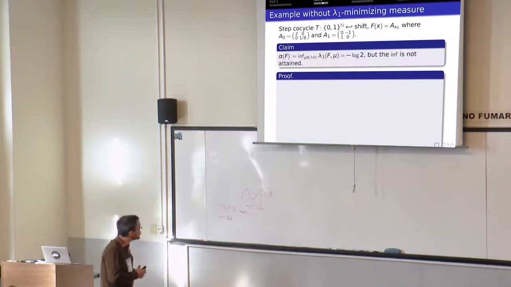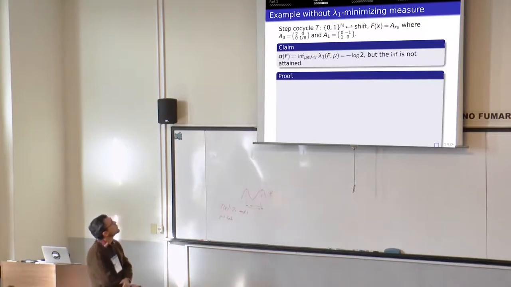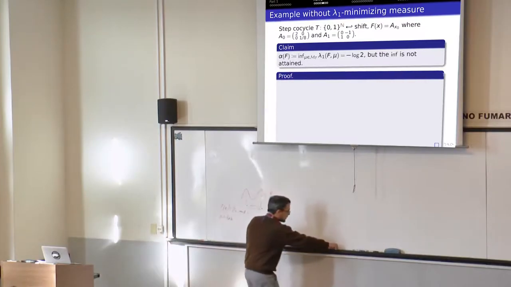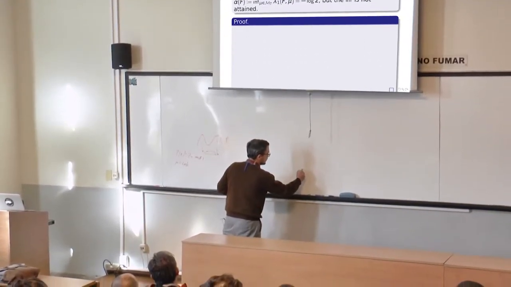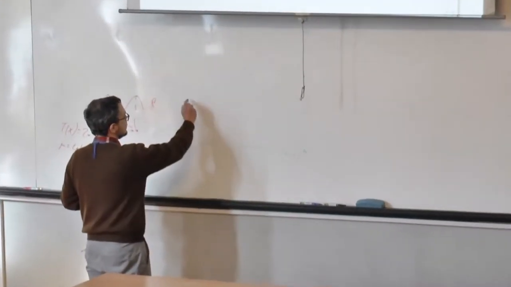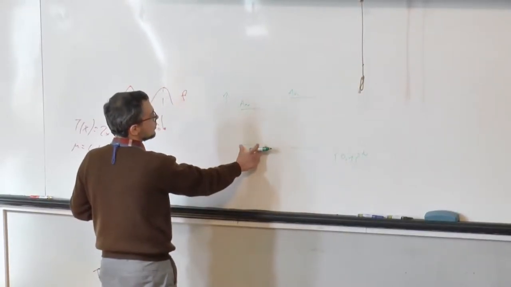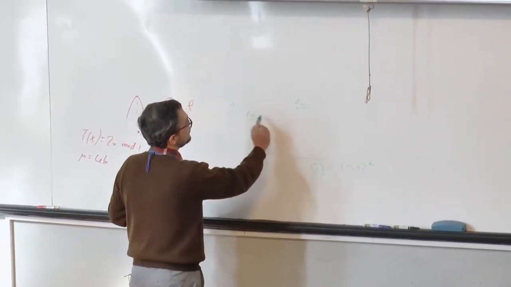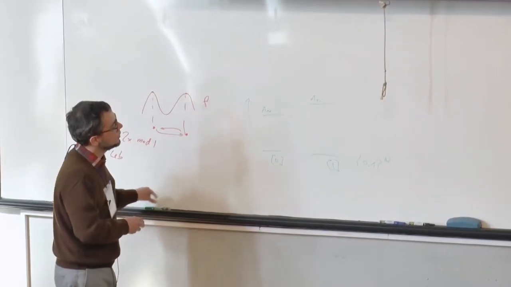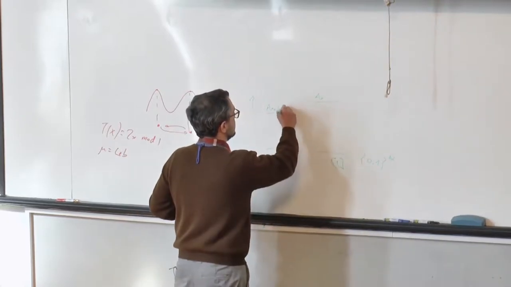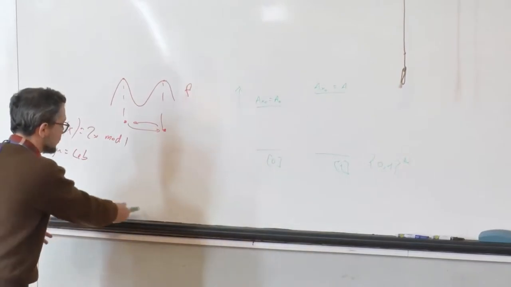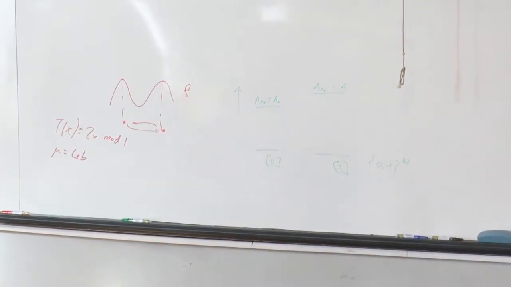This example is interesting because it shows some pathologies that may appear. In my example, the dynamics is the two-shift, the one-sided shift on symbols 0 and 1. Here you have your Cantor set where the shift acts, and my function A is locally constant. It has some value on this cylinder and another value on this cylinder. These values are matrices, but I'm drawing them like that. So your matrix function only depends on the symbol in the zero position. That's why I wrote it like that.